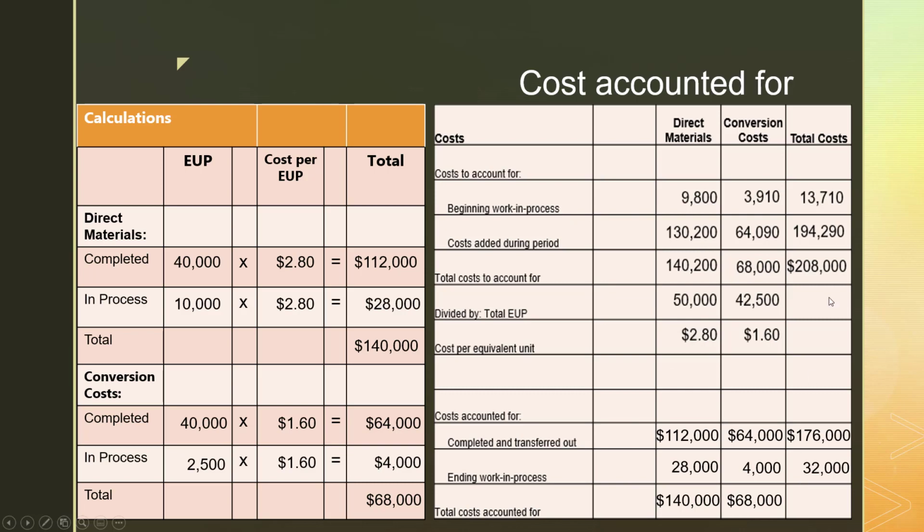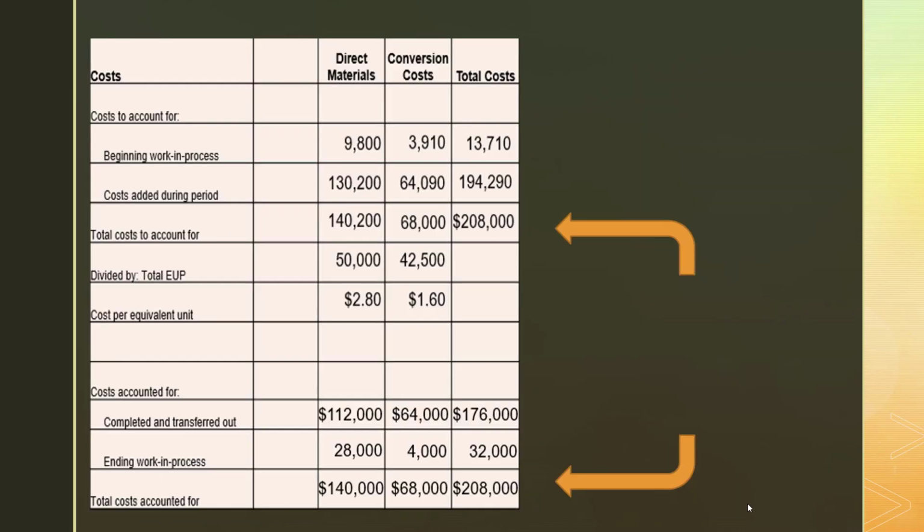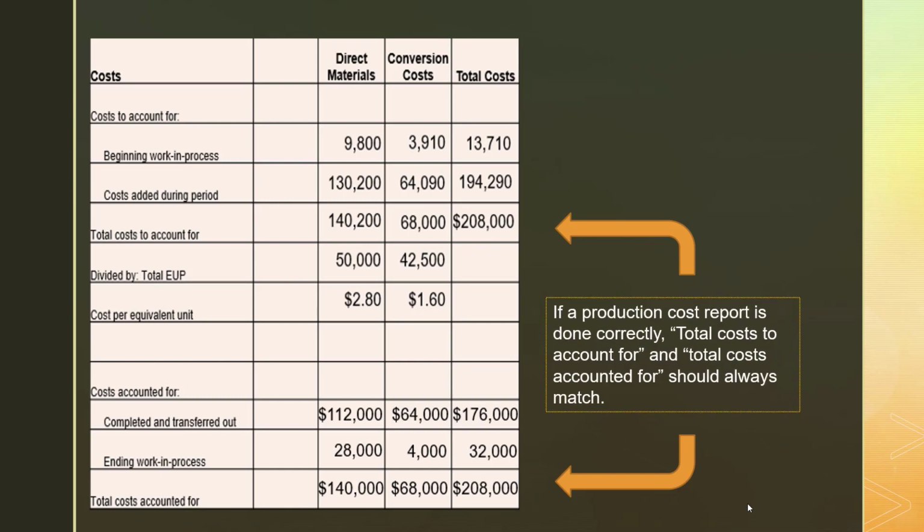We know now that of that $208,000 worth of costs that we have to figure out how much is getting transferred and how much is staying here, $176,000 is being transferred out. $32,000 is going to stay within this department, but that totals up to $208,000, which is also conveniently the $140,000 worth of material costs plus the $68,000 worth of conversion costs. And you'll know that your PCR is done correctly because those numbers, just like we did with physical units, have to match. You have to know where every dollar that you determined you have to account for ended up and is therefore accounted for.